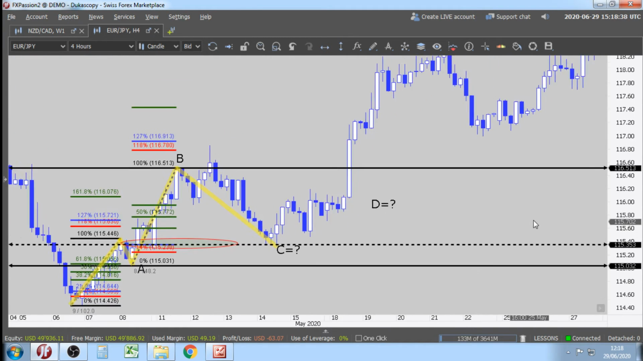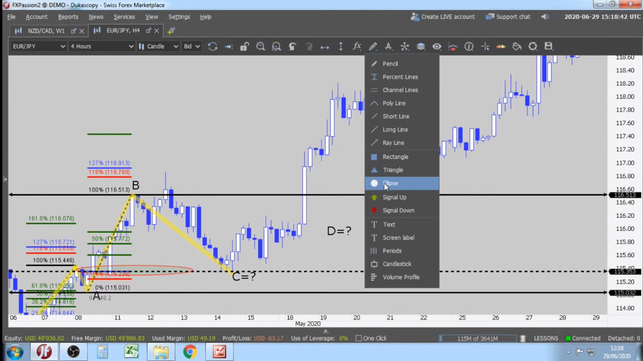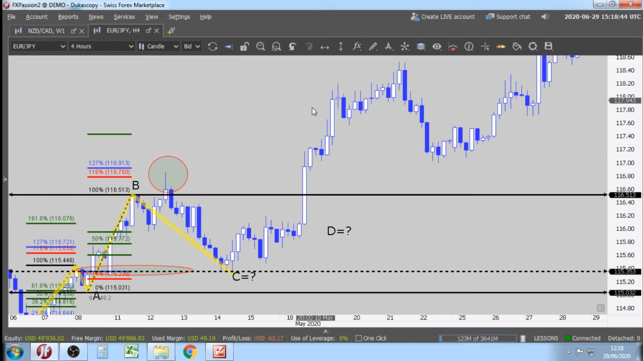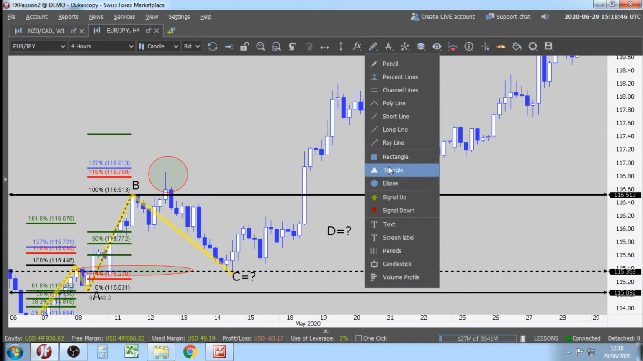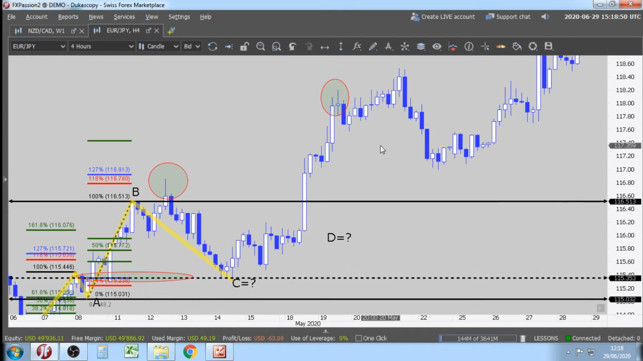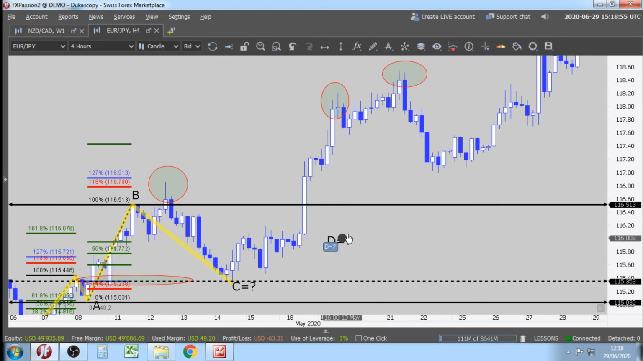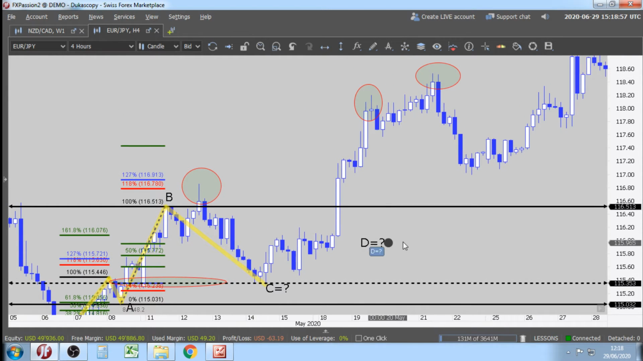Let's see. Which one is the appropriate D extension? Is it the first circle, a tricky one, the second circle, or the third circle? Which one is the appropriate D extension, everybody? What do you think?